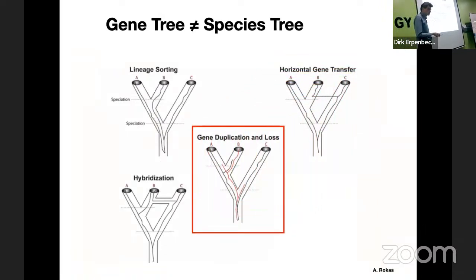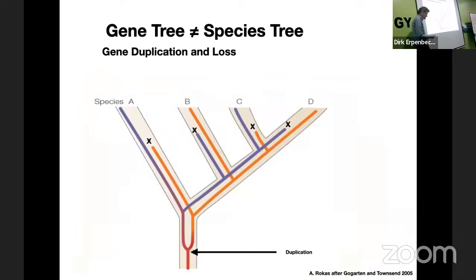Gene duplication and loss. Your genes can be copied and pasted to another place in the genome. What's happening? You have a duplication of a gene, which therefore looks identical, but somewhere else in the genome, and it mutates and evolves the same way as the previous one. What happens then? The copy has its own phylogeny.